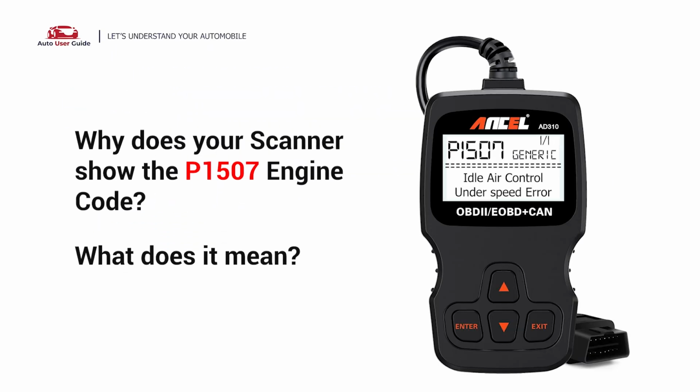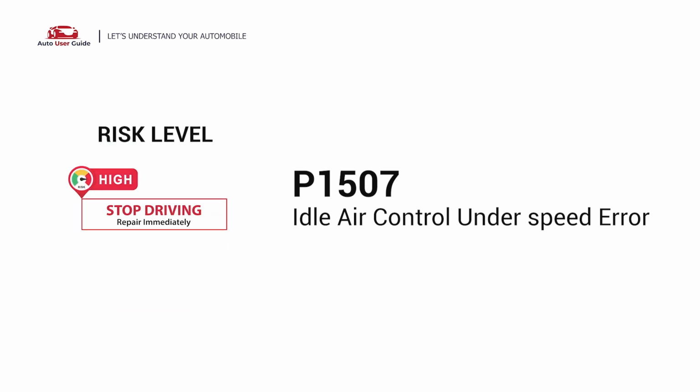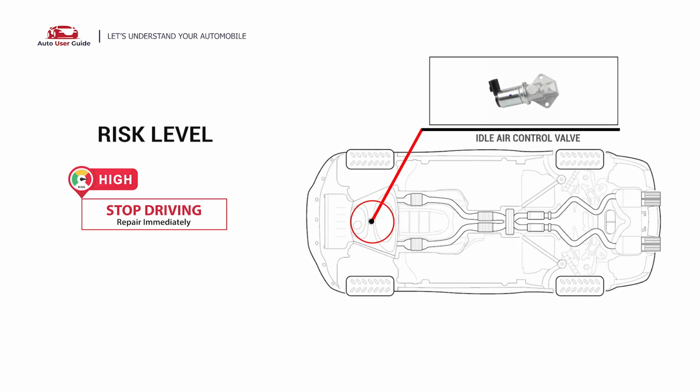Why does your scanner show the P1507 engine code? What does it mean? P1507 is a diagnostic trouble code for idle air control underspeed error. This engine code indicates that the PCM has detected an engine idle speed that is out of the specifications set by the manufacturer. Under this circumstance, stop driving and repair your vehicle immediately.